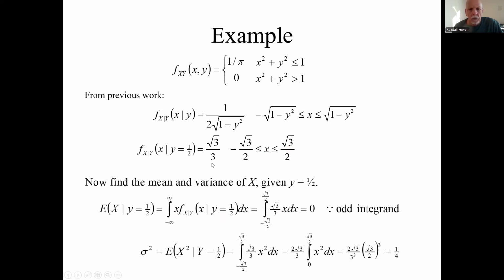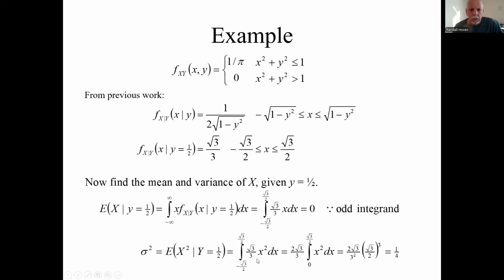So it's just this square root of 3 over 3 times x over a symmetric interval. So the mean is just 0. And if the mean is 0, then the variance is just the mean squared, the second moment. So the variance is the mean square now because the mean itself was 0, given y equals a half.